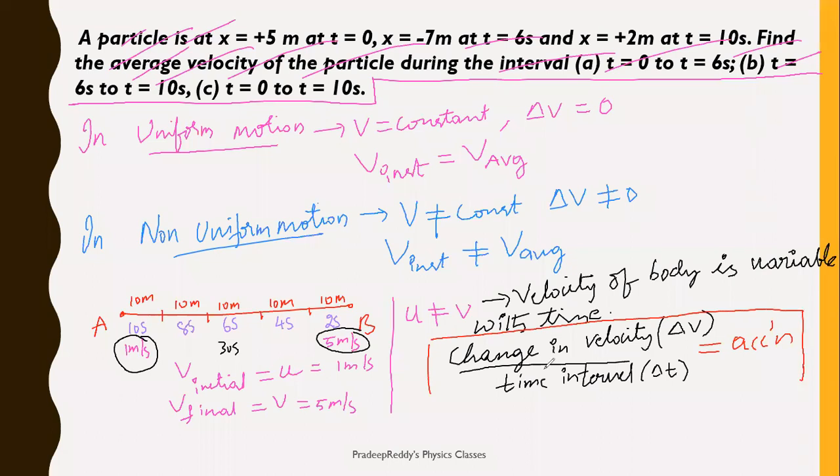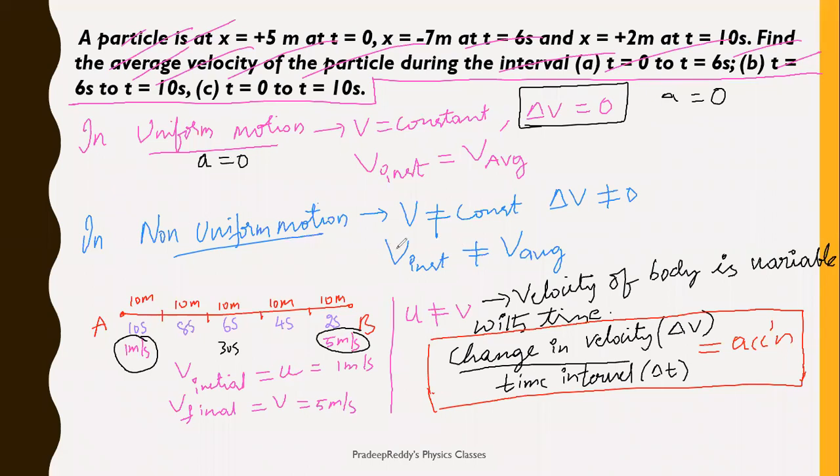This is represented as acceleration. And remember, in case of uniform motion, delta V is equal to 0. What about acceleration now? This will be equal to 0 because delta V is equal to 0. A is equal to delta V by delta t, delta V is equal to 0, so A is equal to 0. In uniform motion, acceleration is equal to 0. So we will not calculate acceleration in uniform motion.